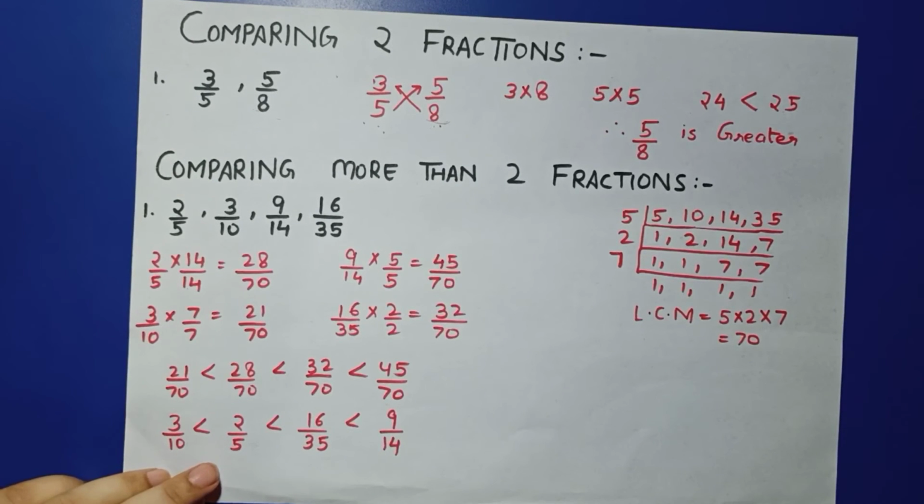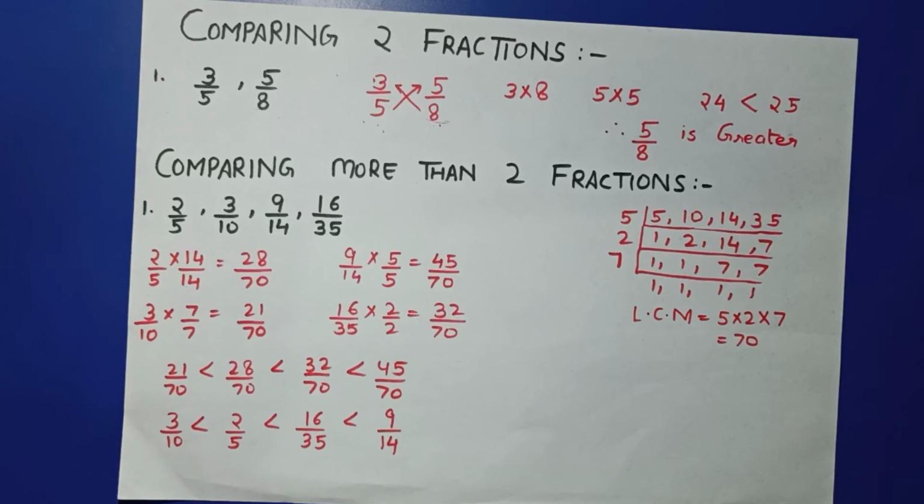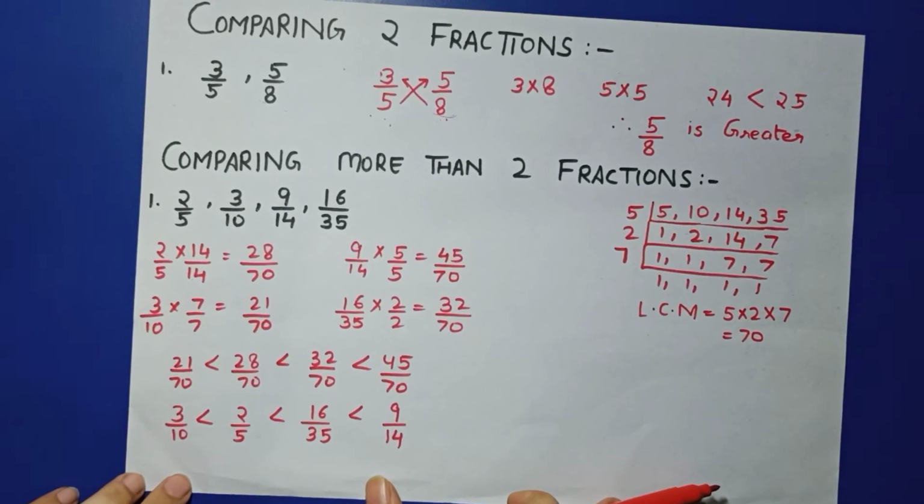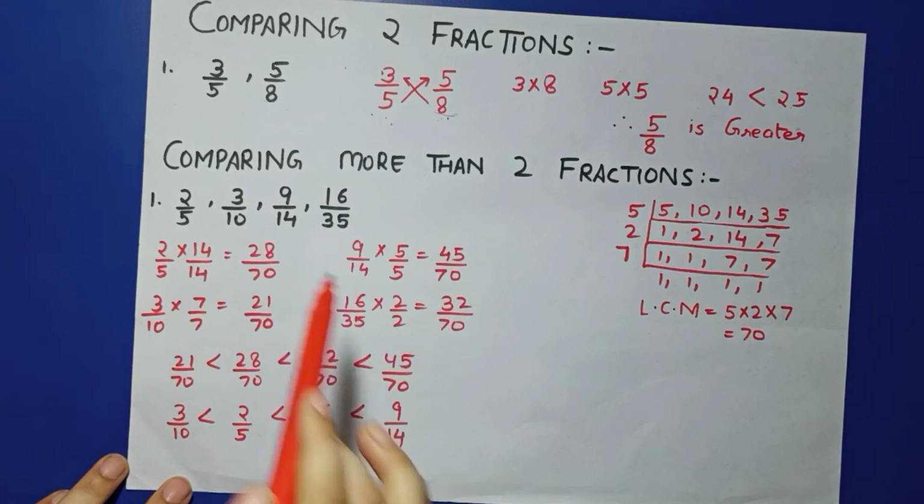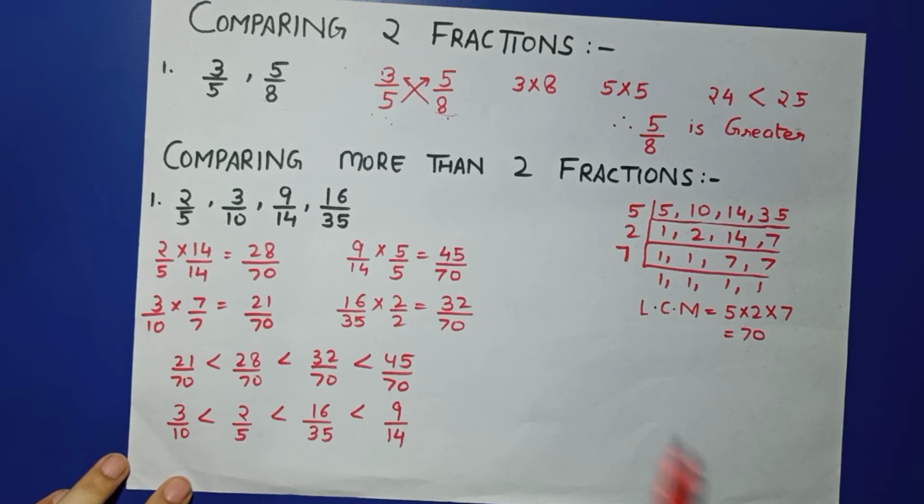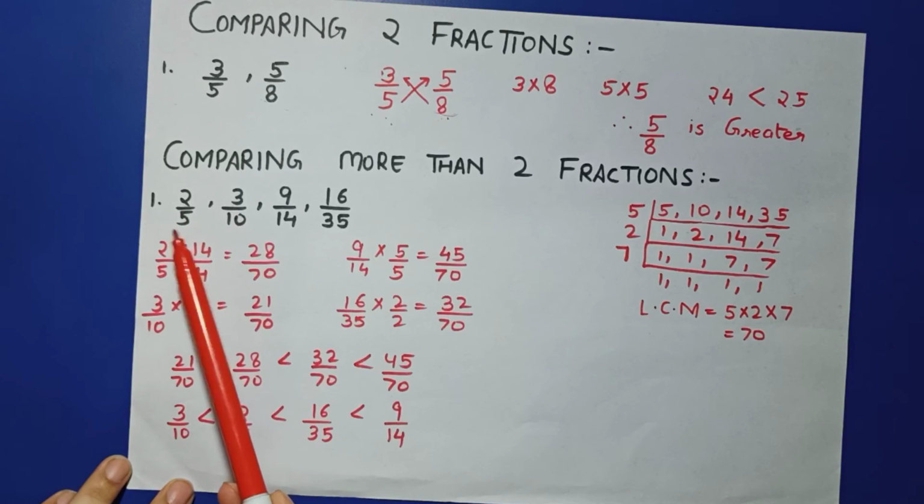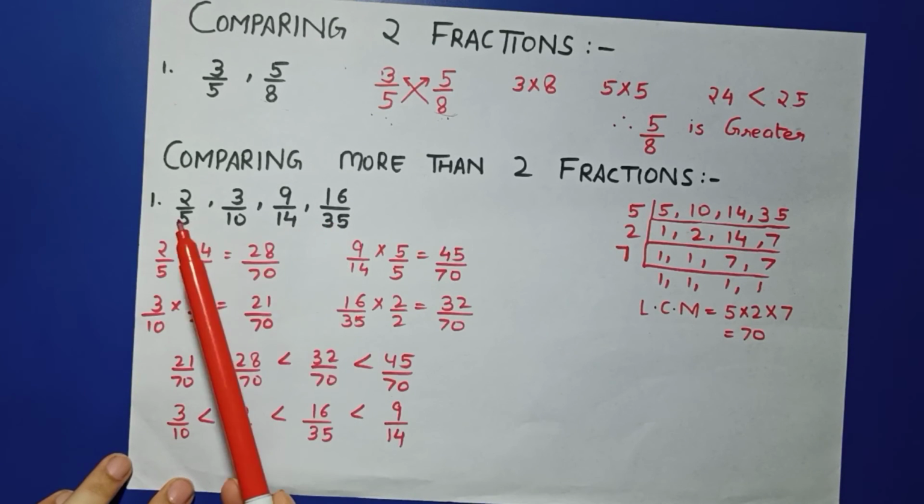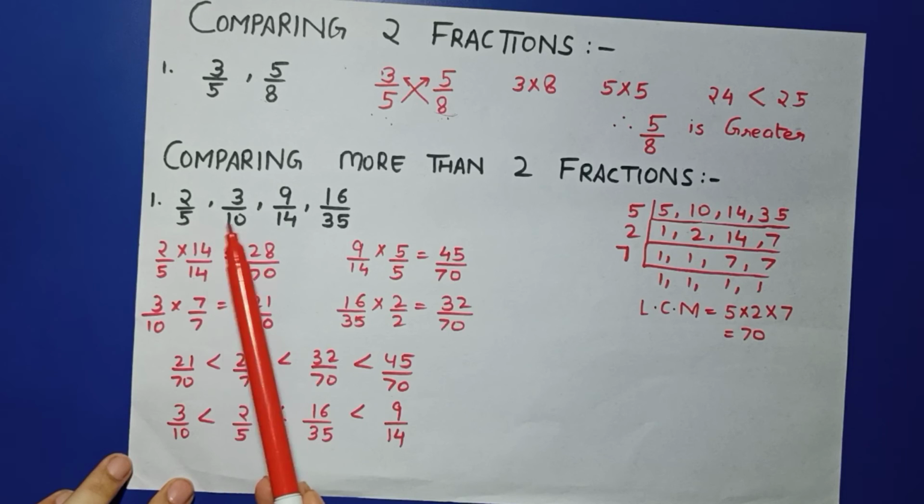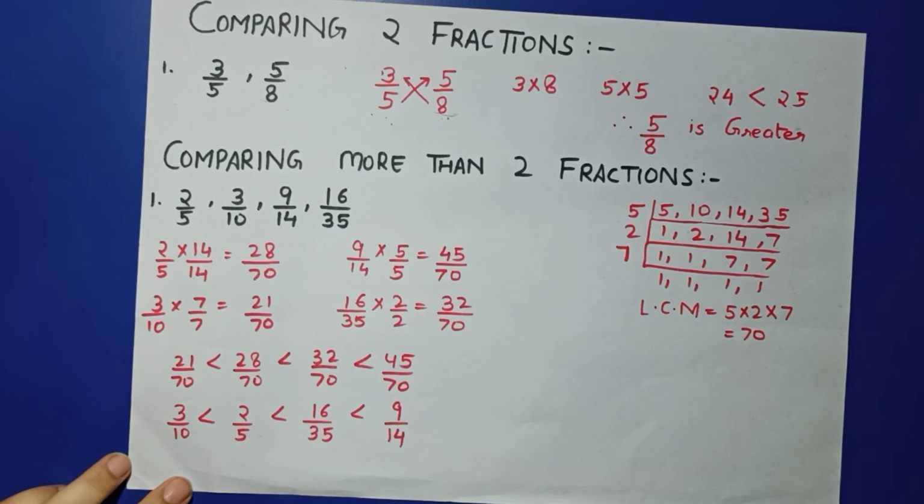Now the next method, which is a more reliable method, in which we can easily find which fraction is greater, however many fractions are given. That method I have told you: converting the unlike fractions into like fractions. So we'll continue with that method only. Let us see this: 2 upon 5, 3 upon 10, 9 upon 14 and 16 upon 35. All these are unlike fractions because the denominators are different, so we can't tell which fraction is greater.